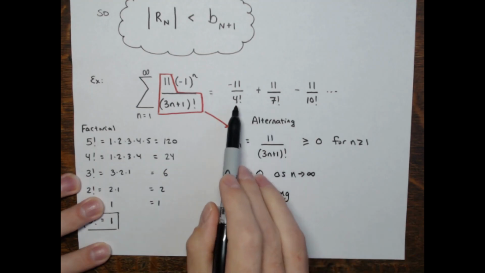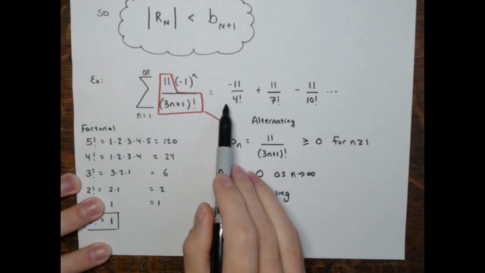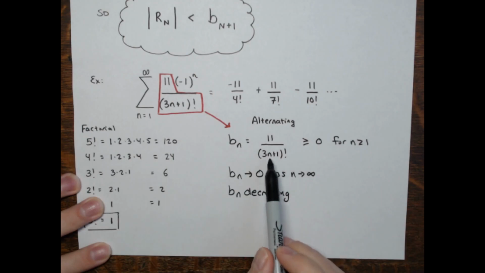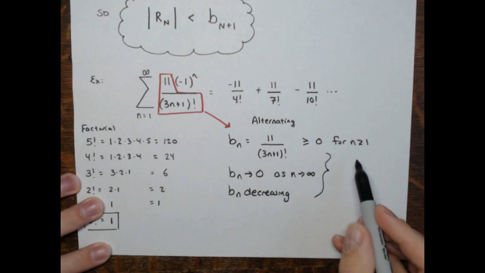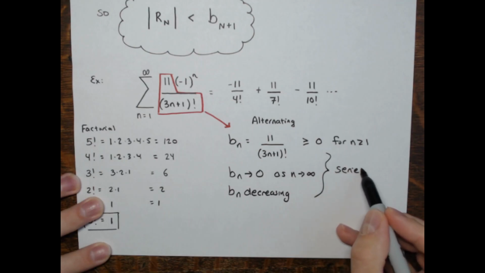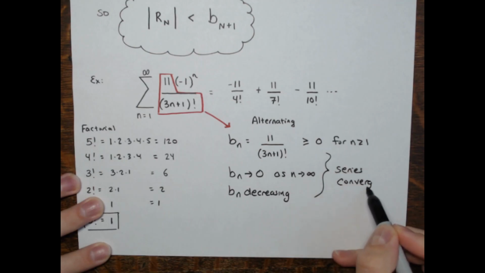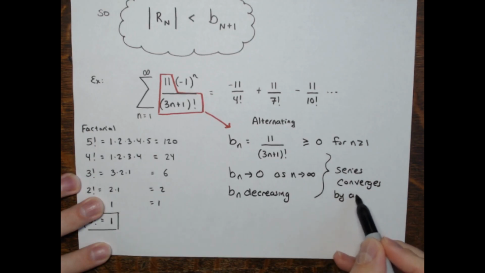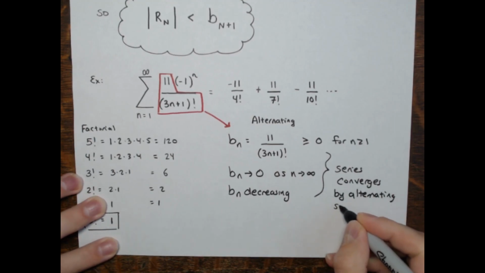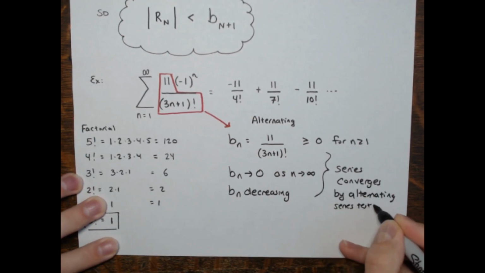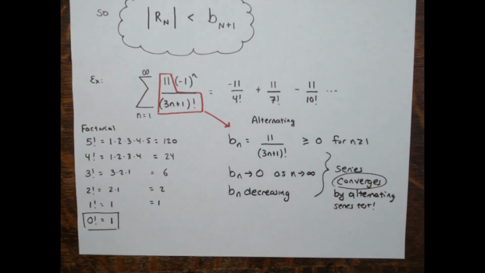right? Every term is much smaller than the term before it. 11 over 4 factorial is bigger than 11 over 7 factorial, and it's bigger than 11 over 10 factorial, and so on. So by the alternating series test, the series converges. Now, I know they told us this already, but I would say the series converges by the alternating series test, which will apply to other series later as well. All right, so I know they told us that it converges, but I just wanted to show you what we would be applying to other series. Okay, so the series converges.